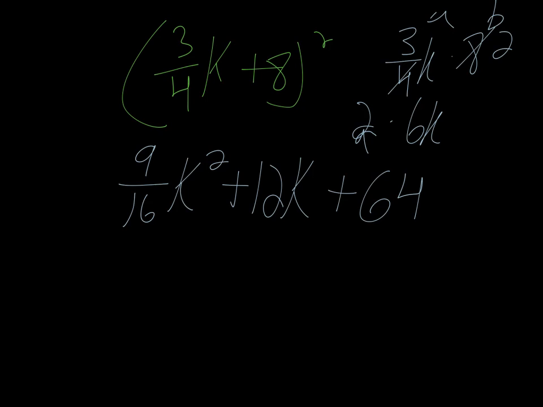Number 41 is very similar. You should have 4/25 y squared minus 16/5 y plus 16. Number 42, you should have 49z to the 4th minus 25y to the 4th.